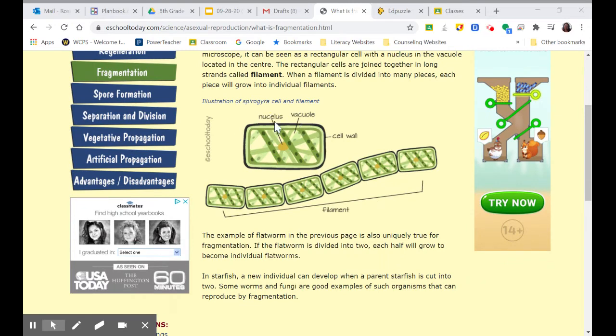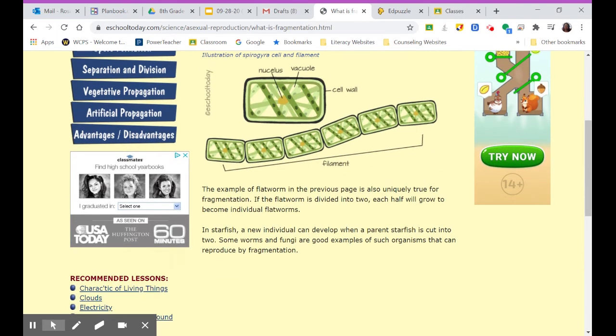So here is a picture illustration of a spirogyra cell and its filament. Here we see that inside of the cell, the nucleus is kind of like the boss, the vacuole is on the outside area here, and then we have our cell wall, right? So this is on the outside, keeping everything in. The filament is this long section here, as you can see.